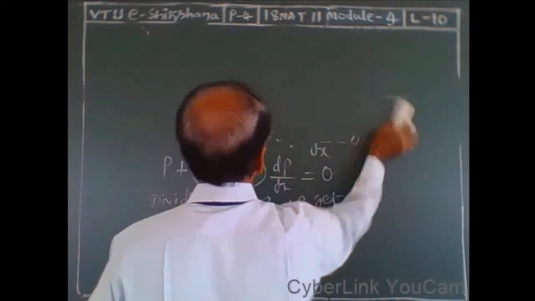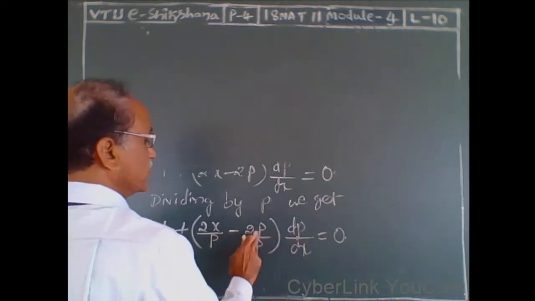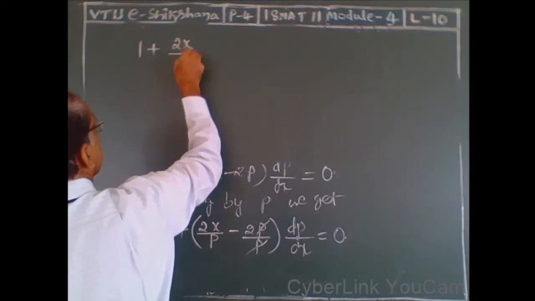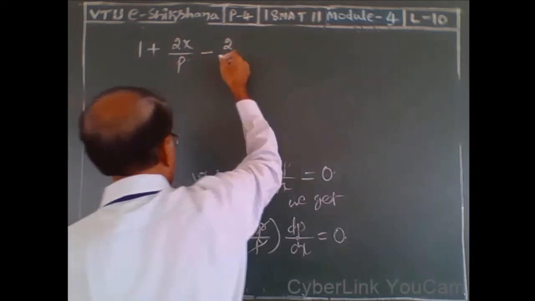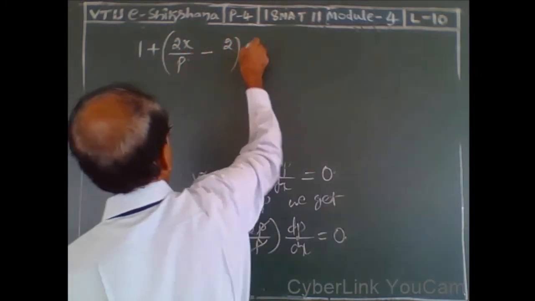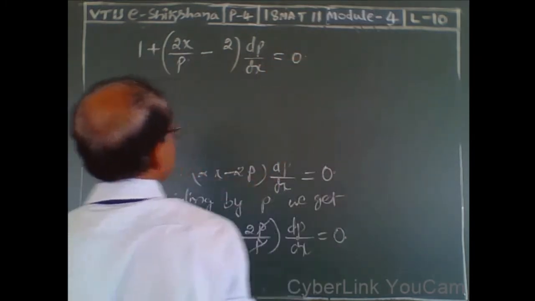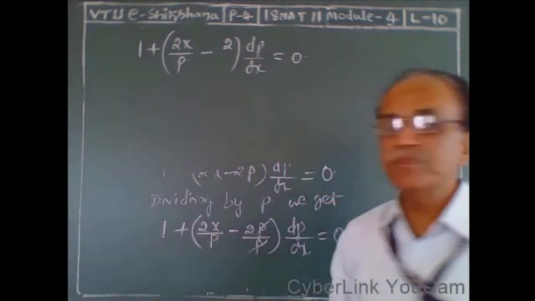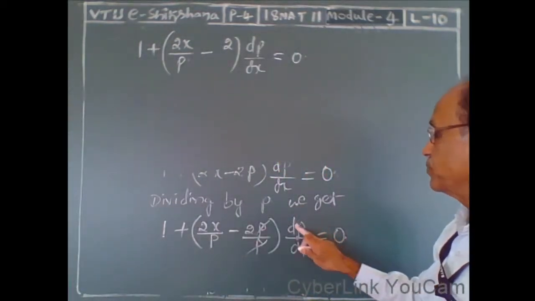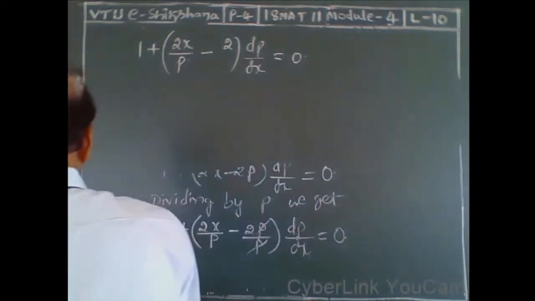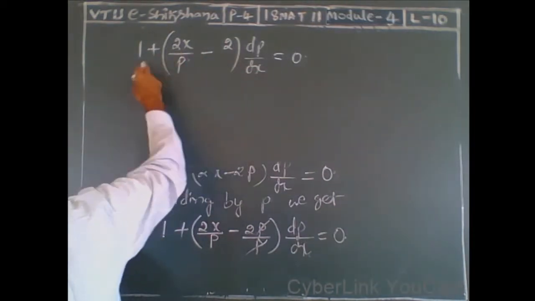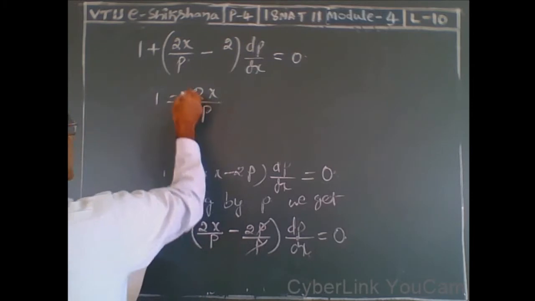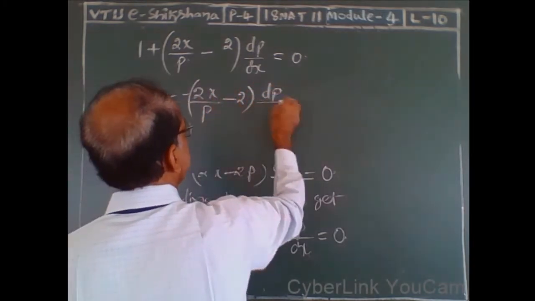Then, we will cancel this p first, that should be 1 plus 2x divided by p minus 2 multiplied by dp by dx is equal to 0. Then we will consider this as linear form, where the dependent variable is p and the independent variable is x. Therefore, if you take it to the other side, that is equal to 1, then dp by dx, that should be 1 is equal to minus 2x divided by p, minus 2 dp by dx.